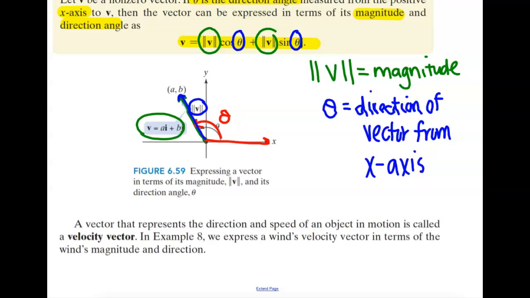So a vector that represents the direction and speed of an object is called the velocity vector. So we're going to show you in the next example 8, we express wind's velocity in vectors, magnitude and direction. So go ahead and just highlight the velocity vector when you identify the direction and the speed of an object.